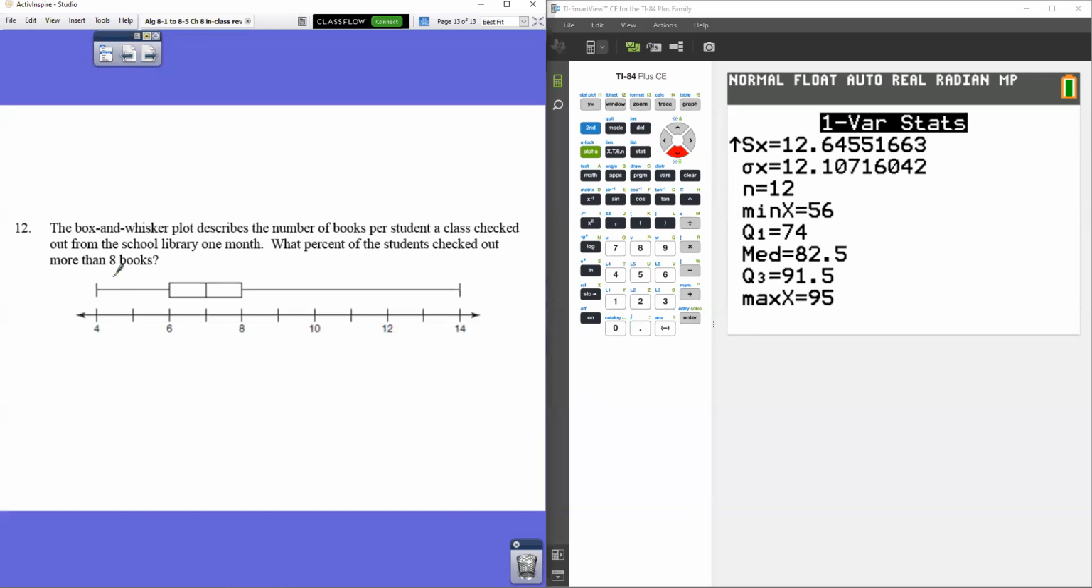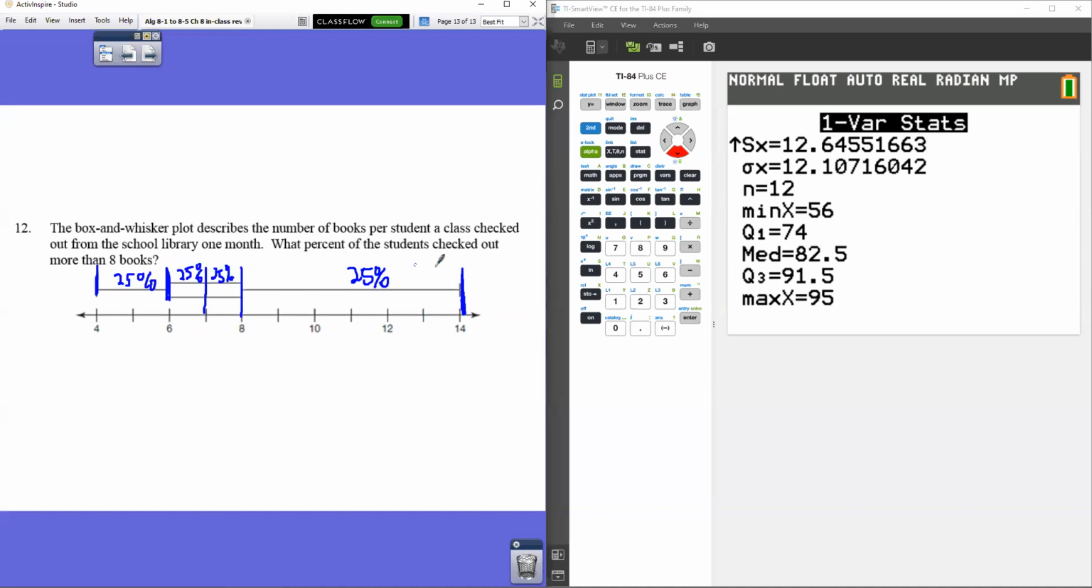What you have to remember about a box and whisker plot is that in between your min and Q1, that represents 25% of the graph. In between Q1 and the median, that represents 25% of the graph. In between the median and Q3, that represents 25%. And in between Q3 and your max, that represents 25% of the graph. So half of the data is above the median, half of the data is below the median.